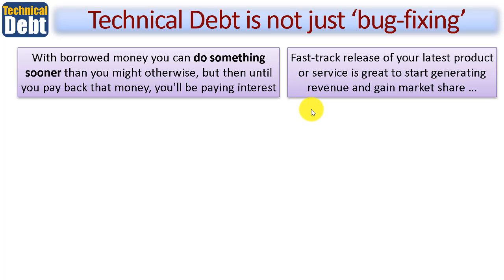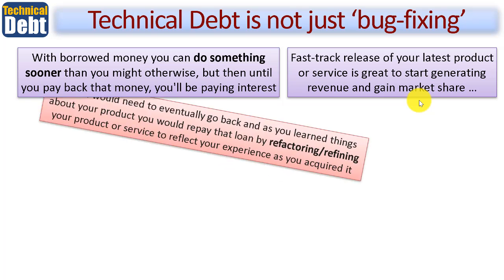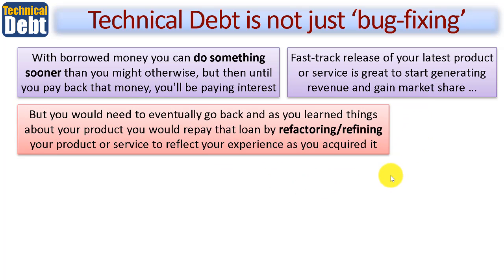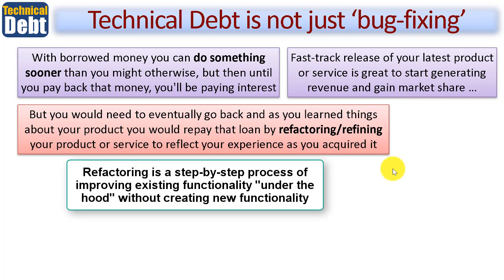So fast-track release of your latest product or service is indeed a great way to start generating revenue and gain market share. You'll learn that there are several types of technical debt, and this is one of them called strategic debt. But you will ultimately need to go back, and as you learn things about your product once it's out there in the marketplace, you would repay that loan by refactoring or refining your product or service to reflect your experience as you acquired it.